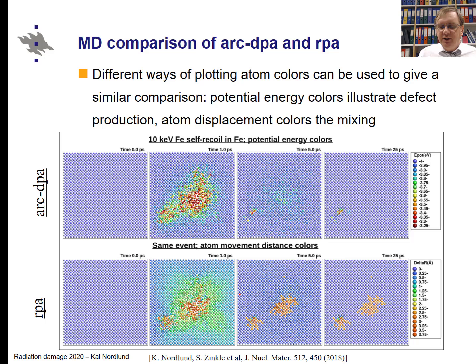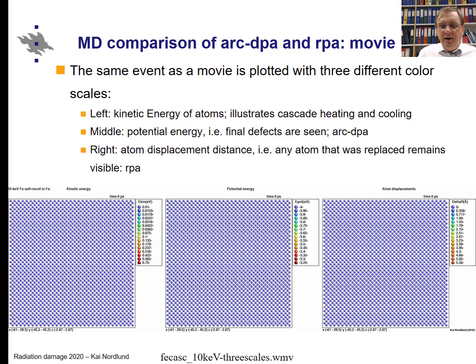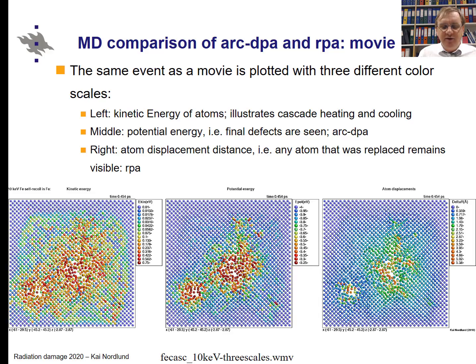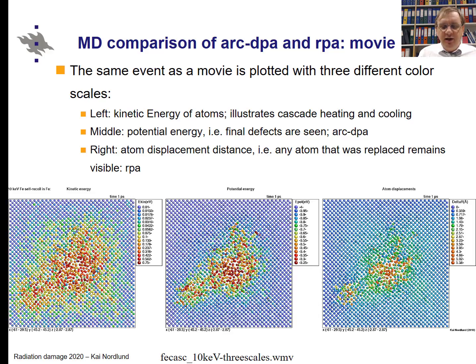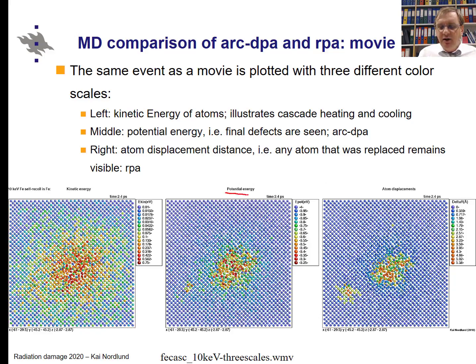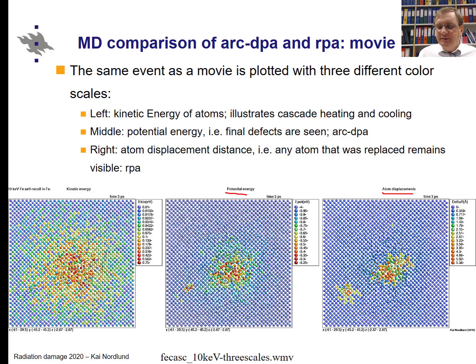This is again a cross section, and then if we plot the atom movement distance, how far the atom moved from its initial position, then you quite naturally see the atom replacements, the mixing. And here is a video now of the same thing, so the same event actually. So this is a 10 keV self-recoil in iron. On the left we have the kinetic energy, in the middle we have the potential energy, and on the right we have the atom displacements.